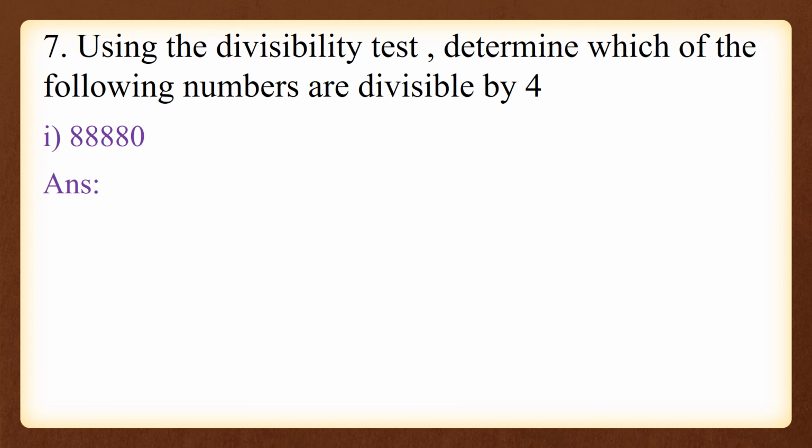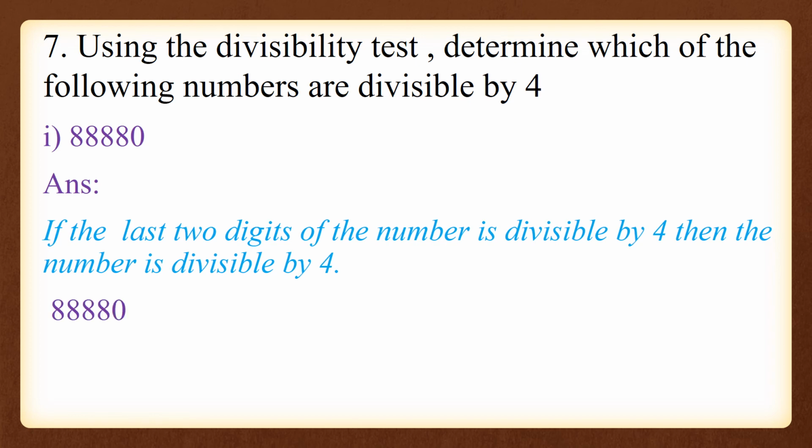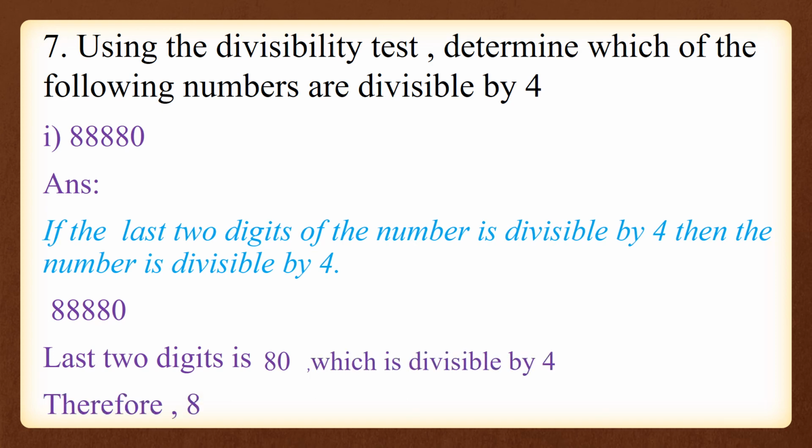Question, using the divisibility test, determine which of the following numbers are divisible by 4. The first question is 88,880. We are going to find out whether this number is divisible by 4 using the divisibility test. So we know that if the last two digits of the number are divisible by 4, then the number is divisible by 4. So here the last two digits, that is ones place and tens place, are 80. So the last two digits are 80, which is divisible by 4. Therefore, 88,880 is divisible by 4.